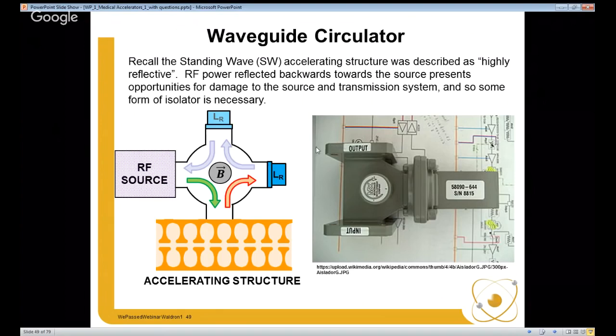Here's a photo of a 3-port circulator. Here is the dummy load, or the energy absorbing load. Here is the input. Here is the output. The ferrite and magnet are here underneath this circular thing. And so if we have RF power going into the input, it is going to be cycled around to the output through Faraday rotation. And of course, any RF power coming in the other way is going to be cycled to the dummy load.